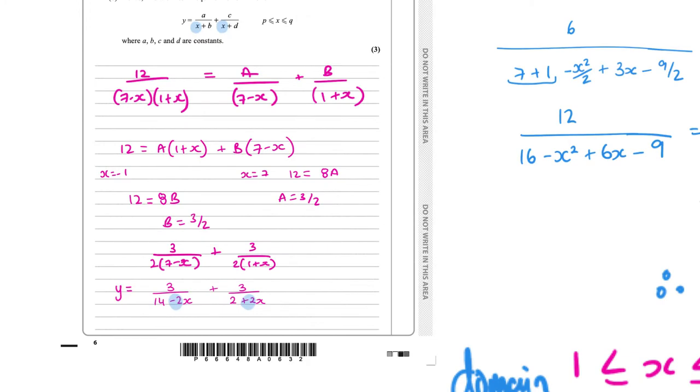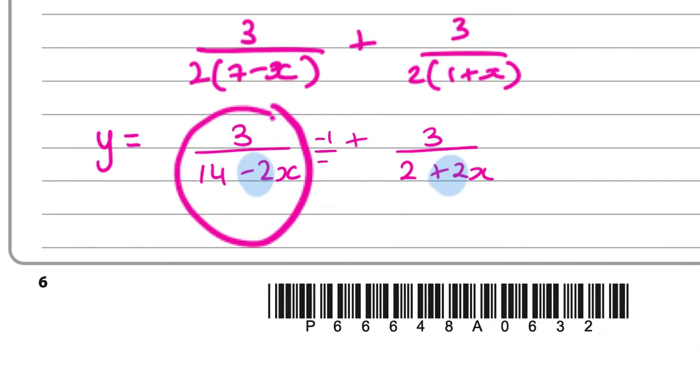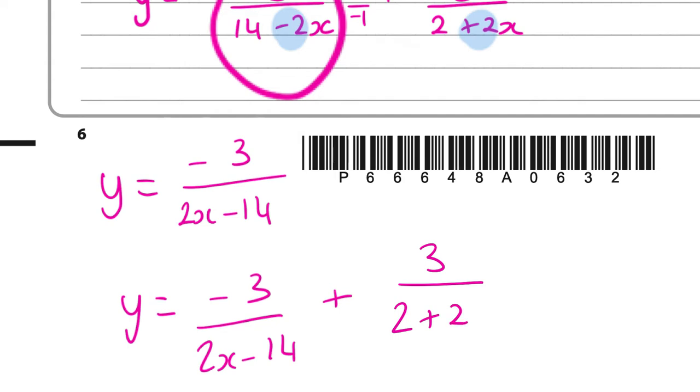So, the main point here, though, is that we need a positive x. How are we going to get a positive x here? What do I need to multiply this by? Minus 1 over minus 1. Why? Because then we're still multiplying by positive 1. So, we're going to get y equals minus 3 over 2x minus 14. This is the exact same as what we've just written. This is completely equivalent. We need to have this positive x plus 3 over 2 plus 2x.